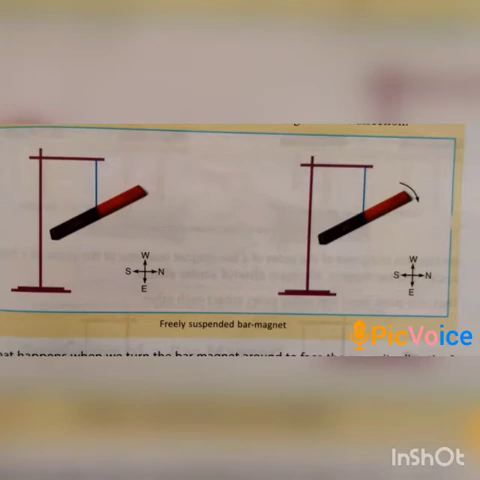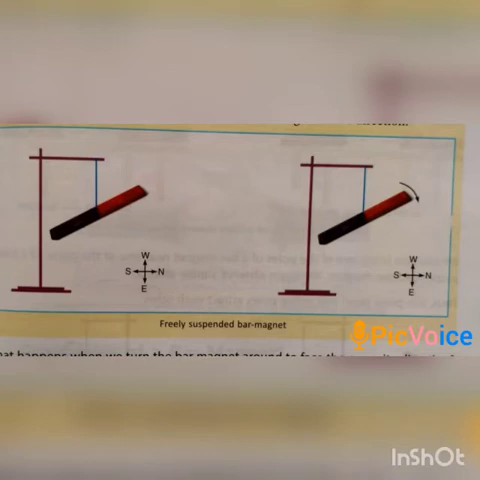Students, we already discussed the poles of the magnet where the strength of the magnet is maximum. Now I'll discuss the north and south poles of a bar magnet. When a bar magnet is suspended freely, that means when it is tied to a string and hung to move freely, then its two poles point approximately towards the geographical north and south poles.